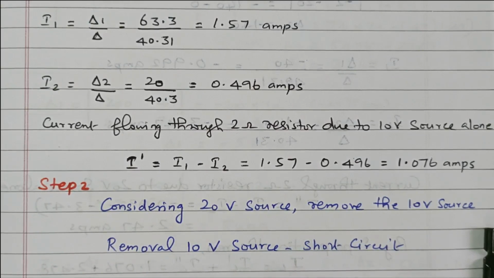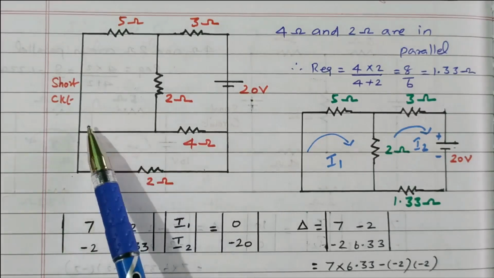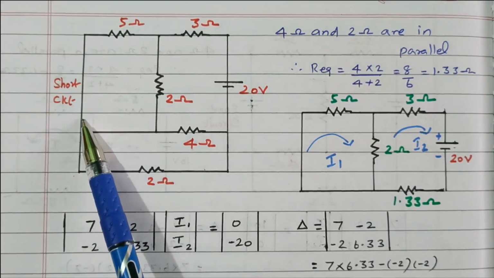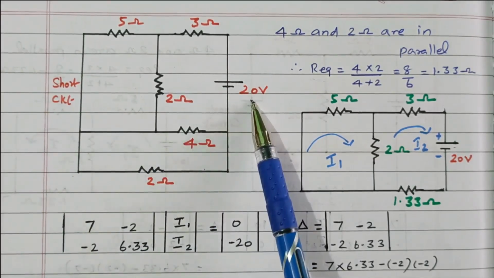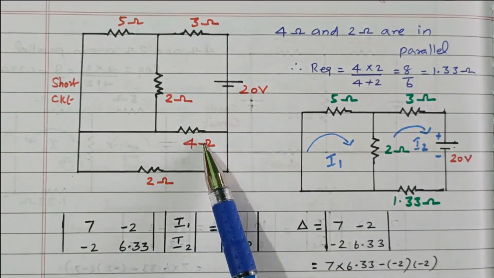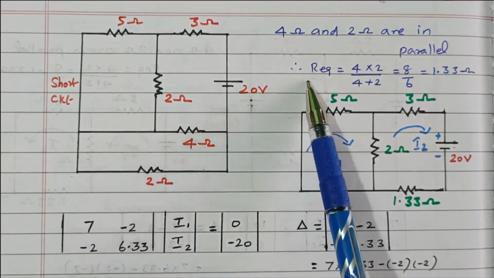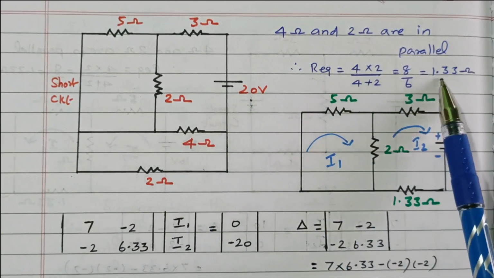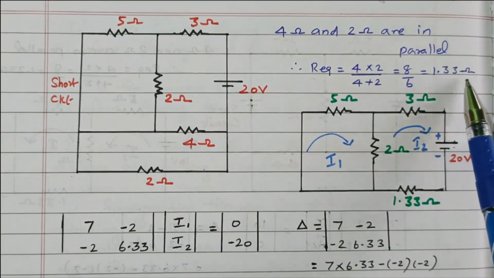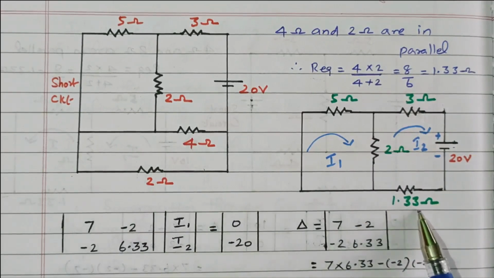Now we'll see the diagram. After this, what is the equivalent diagram? We'll see that. So after removal of this 10 voltage source, this is short circuited. Only 20 voltage source is available. Right. The further simplification is the same thing what we did in step 1. This 4 ohm and 2 ohm are in parallel. So that is simplified, the equivalent value is 1.33 ohm. Right? So these two resistors now become 1.33 ohm.